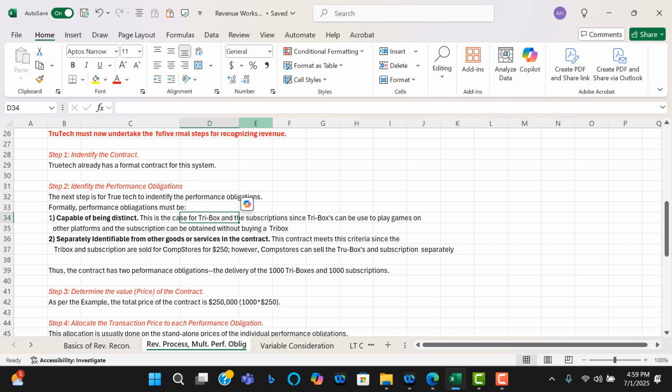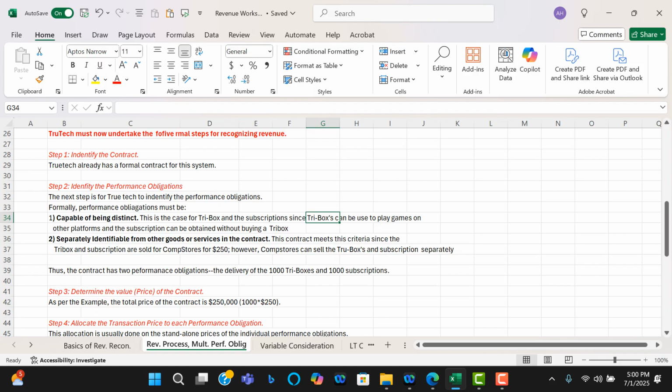Okay, and this is the case for both the True Box and the subscriptions. Basically, they're separate things. There's 2 separate things which can be sold in the market. You can sell the hardware in the market, or you can sell the subscriptions in the market. The hardware for $240, the subscriptions for $40 each. And it might be important that you can use the True Box to play games on other gaming systems that are not manufactured by this company. So you can definitely identify each one.